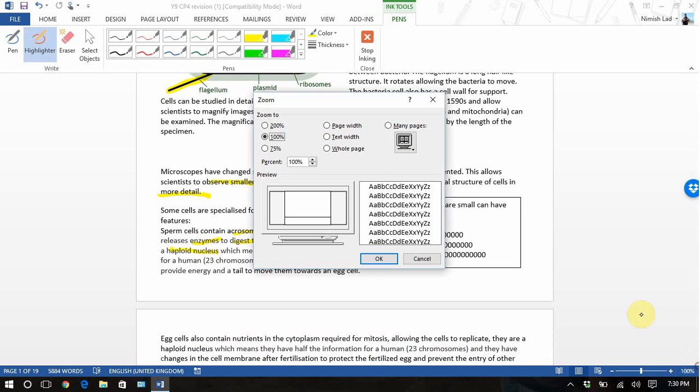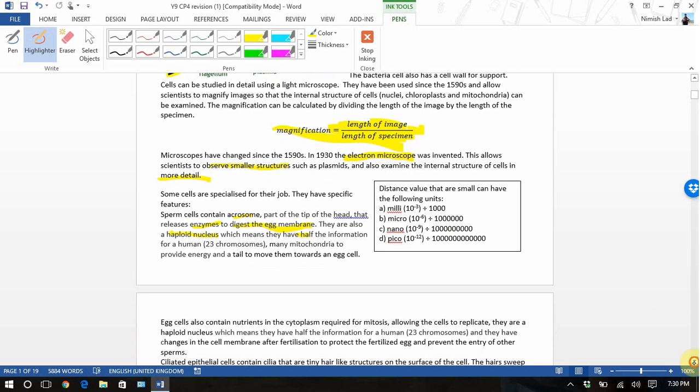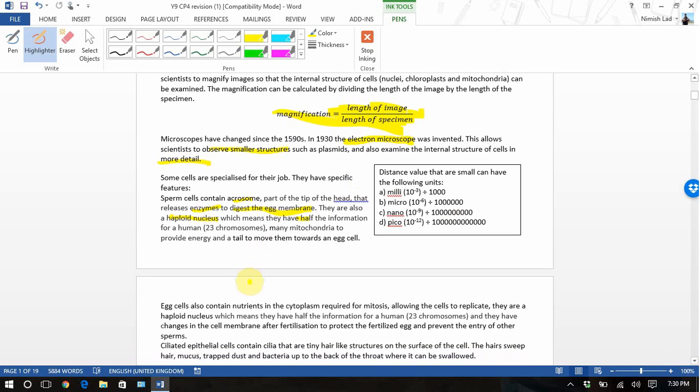Egg cells are also specialised for their job. So egg cells contain nutrients in cytoplasm, which is required for mitosis. So nutrients which they need for mitosis. And that allows the cells to replicate, and they have a haploid nucleus, yet again to have half the information for a human, 23 chromosomes. And they have changes in the cell membrane after fertilization to protect the fertilized egg and prevent entry of other sperms.